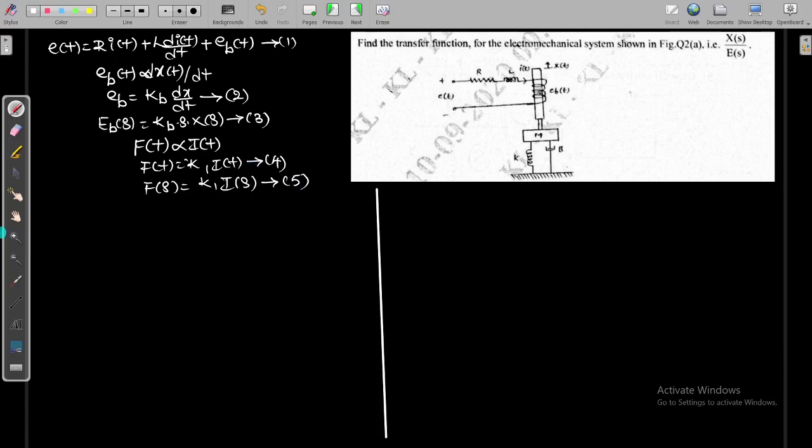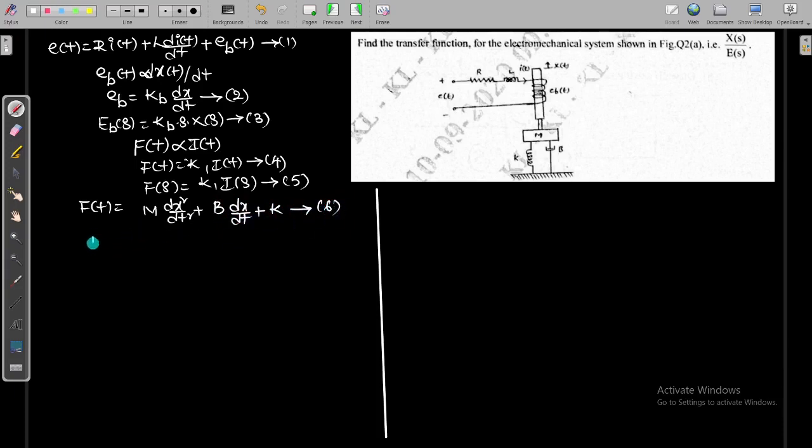Now let us write the force equation. What is the force equation? For this, there is only one mass, so we can simply write m d squared x by dt squared, with no need for m1. Plus b into dx by dt plus the spring constant k into x. So this is equation number 6.